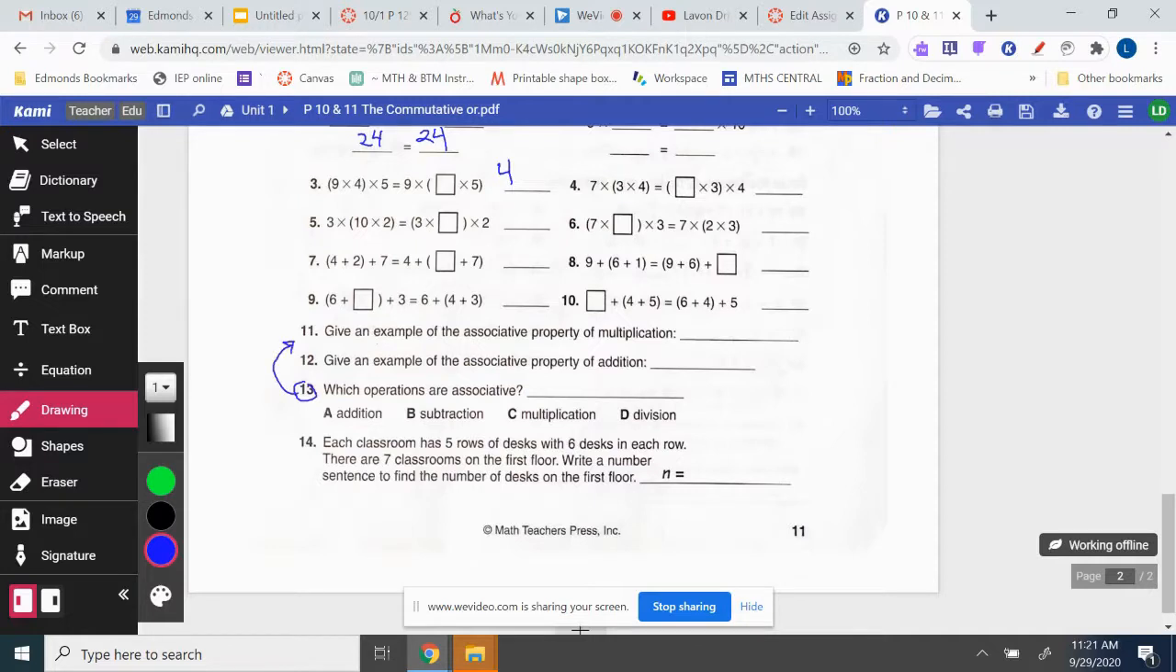For number 13, look at number 11 and 12. And go ahead and try number 14.